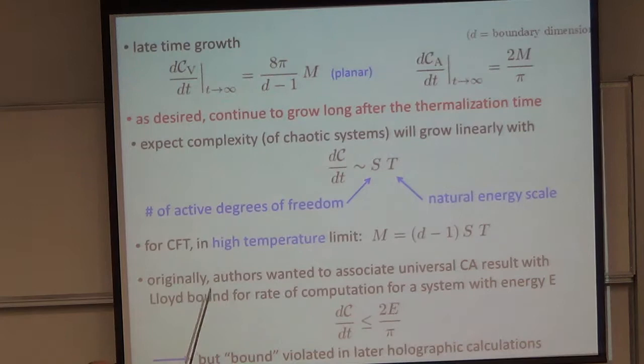And the authors there wanted to associate this with a bound that was put forward by Seth Lloyd in a particular model of computation, which said that the complexity should not be able to grow faster than the energy of the system. And in Seth's model, he had factors of 2 and pi. And that actually is why the complexity in complexity equals action gets normalized by this extra factor of pi and an h bar as you're keeping track of that.